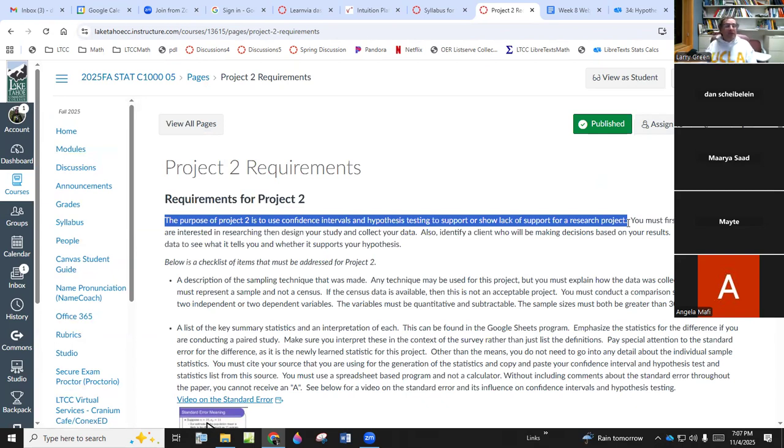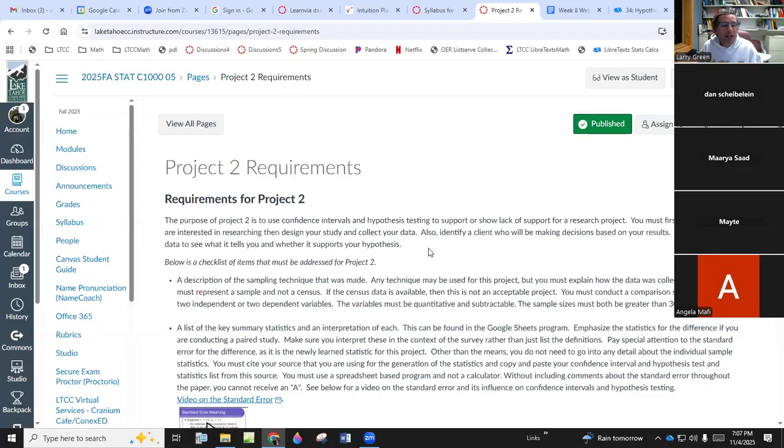There's one thing that's definitely the same as project one: you have to identify a client who'll be making decisions based on the results. Just like project one, this project should be all about the decisions the client will make. And if there's no decision the client would be interested in making, it's not a good project. It better have use.